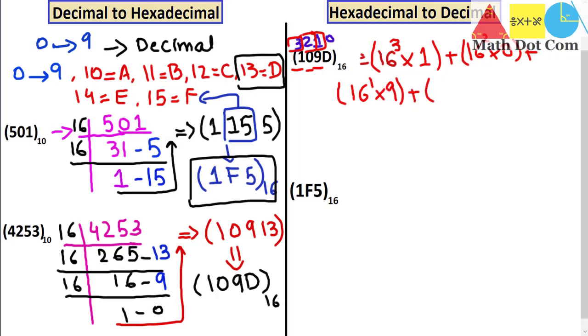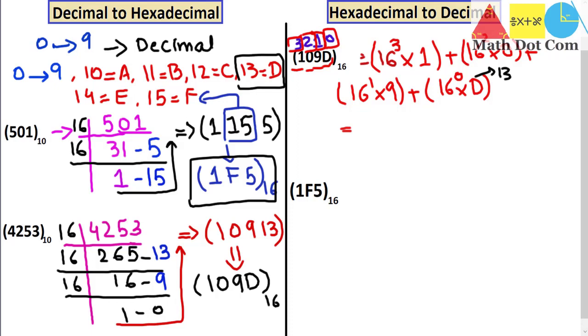Plus the last one is 16 raised to power 0, that is the location at this point, multiplied by the number at that location, that is D. Or you can say that you have to replace the D with 13. You can also say this is 13, so you can multiply it with 13. Then we have to simplify it further.